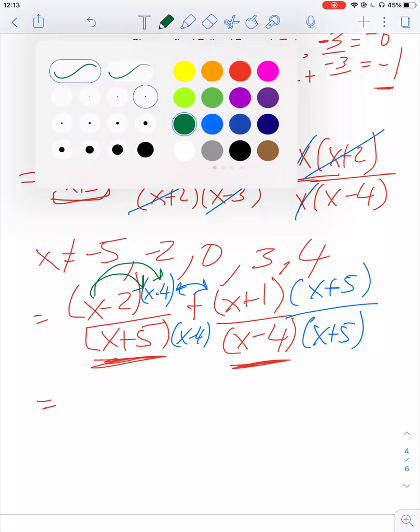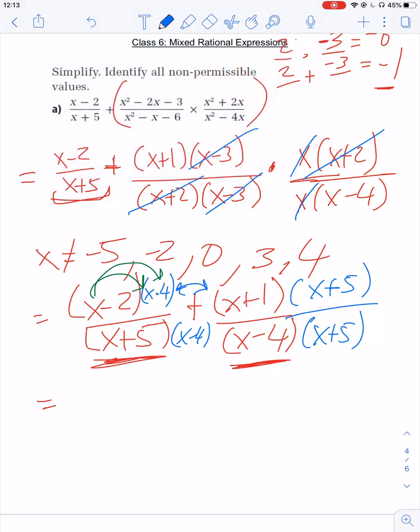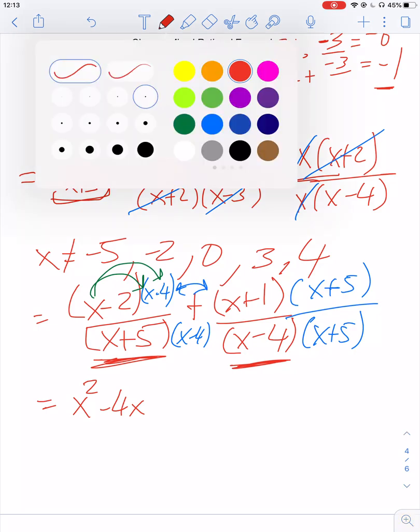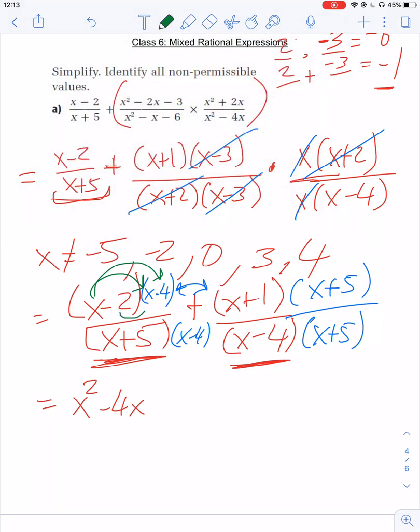So x, yeah, let's just stick with red. x times x, I get x squared, and then x times minus 4, I get minus 4x. And then don't forget about this negative 2. Negative 2 will also have to multiply, right? So negative 2 times x is negative 2x, and negative 2 times negative 4 is positive 8.